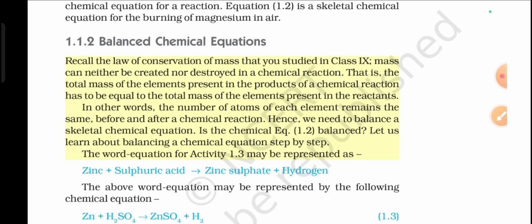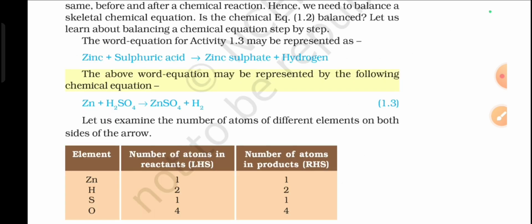The word equation for Activity 1.3 may be represented as: zinc plus sulfuric acid, arrow, zinc sulfate plus hydrogen. The above word equation may be represented by the following chemical equation: Zn plus H2SO4, arrow, ZnSO4 plus H2. 1.3.